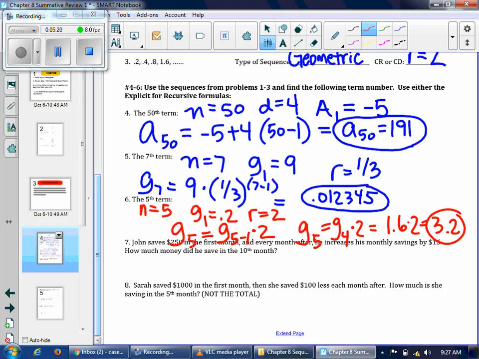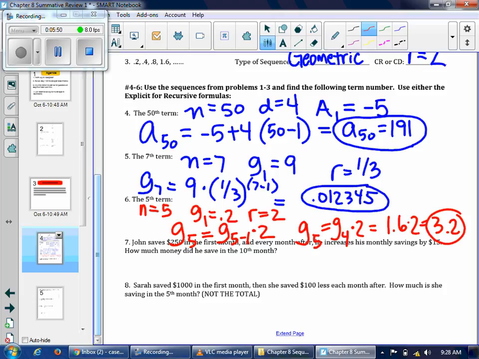I will go ahead and finish number 7 and number 8, and then number 9, and that's the end of this section. I'll try and walk you through this the best that I can. So for number 7, if John saves $250 in the first month, and every month after he increases by $15, what I would do is write the sequence out and put the first term, the second term, the third term, and collect all of my data.